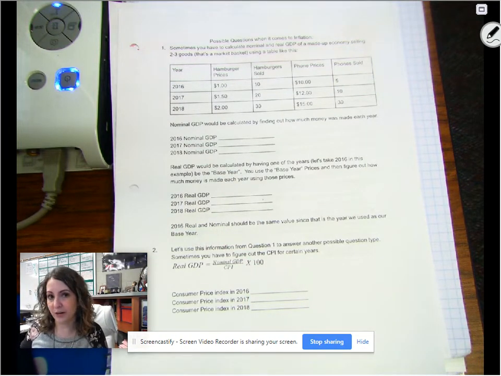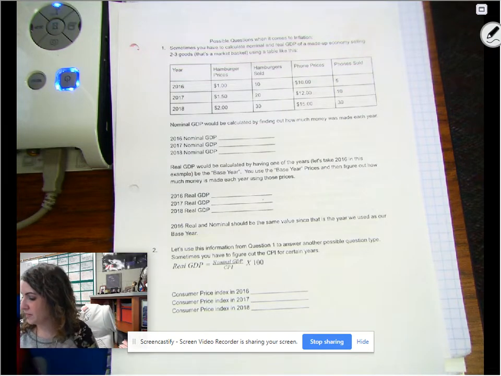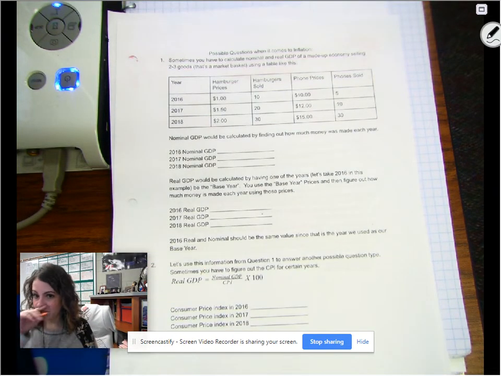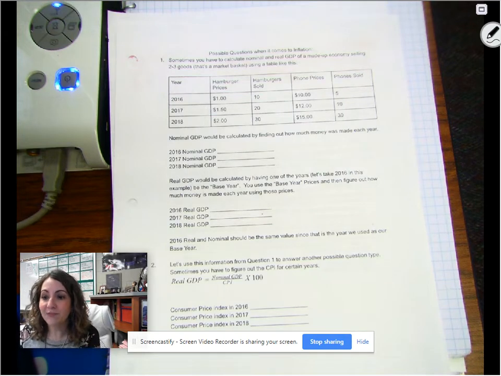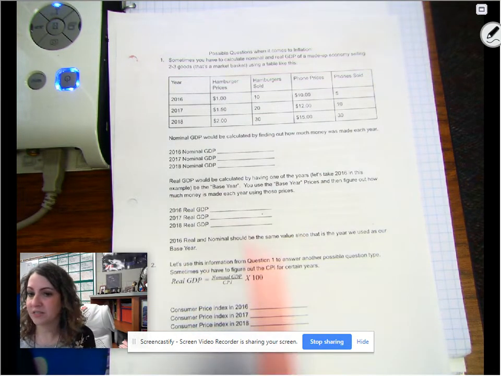I wrote the directions, which sometimes you guys forget to read, in a way that I would explain it. So here it says, sometimes you have to calculate nominal and real GDP of a made-up economy selling 2 to 3 goods. That's a market basket. So we're making a CPI and using a table like this.